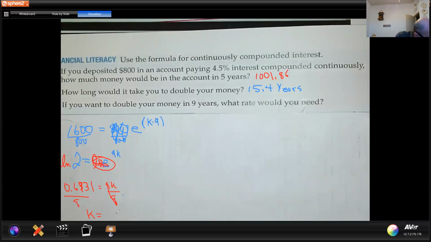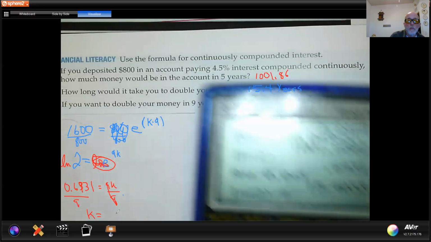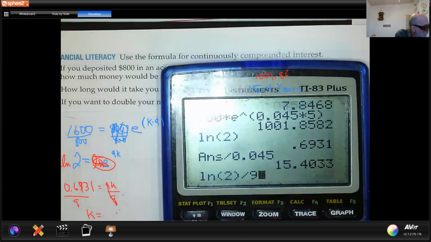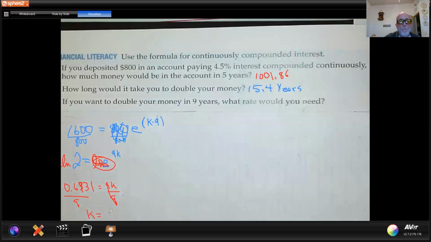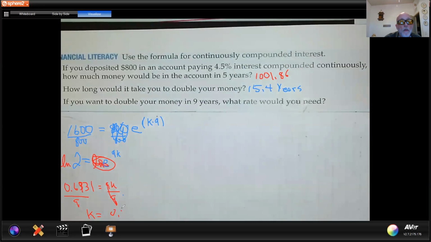Whoops, what did I do? Natural log of 2 divided by 9. Right? That's all I'm doing. I'm just typing it in there. Natural log of 2 divided by 9. 0.77, right? 0.0. I put the decimal in the wrong place. Let's do it again. All right, so I'll fix it. Don't worry. It was 0.07. All right, like that.